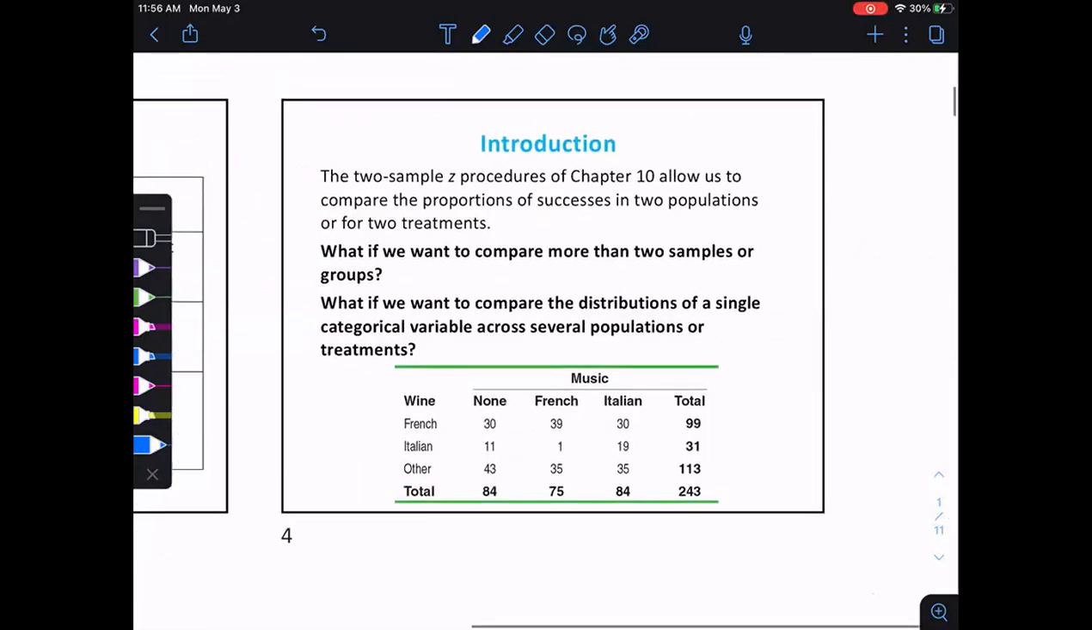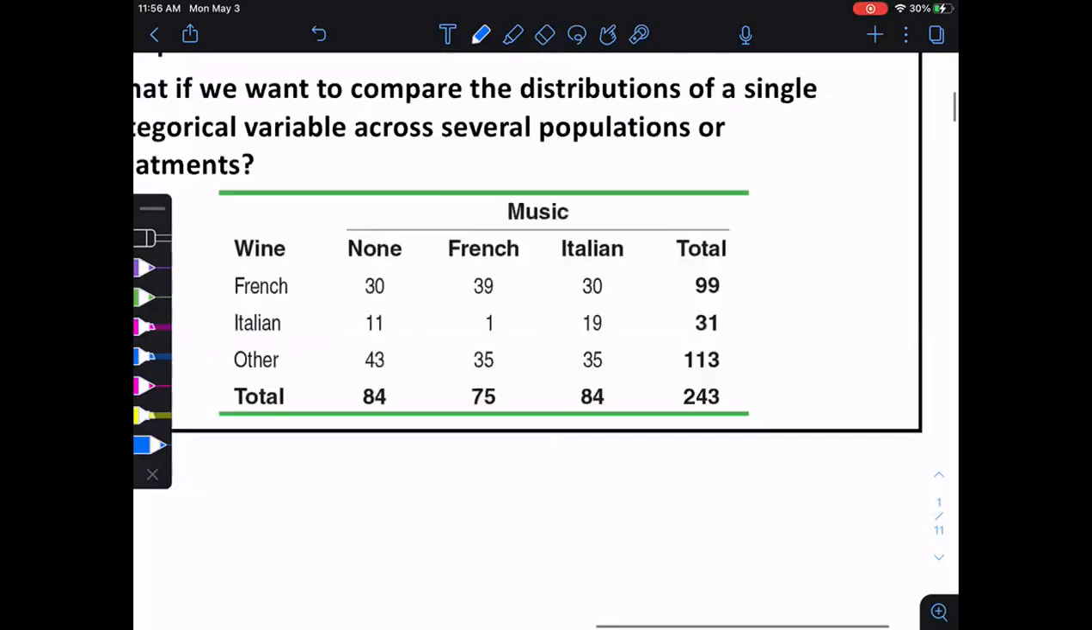So this data that we looked at: does music affect which wine you purchase? It's just data we're looking at. Same idea, we are trying to decide if the type of music that a business plays affects the type of wine that somebody purchases.